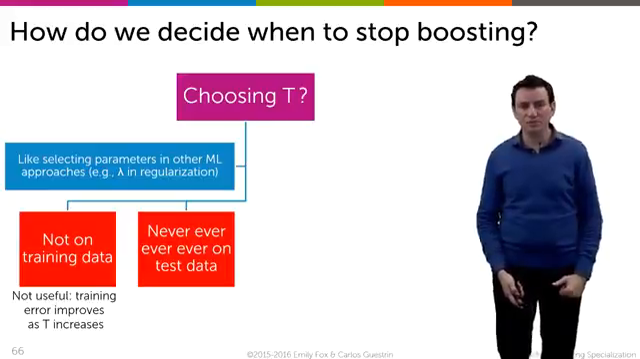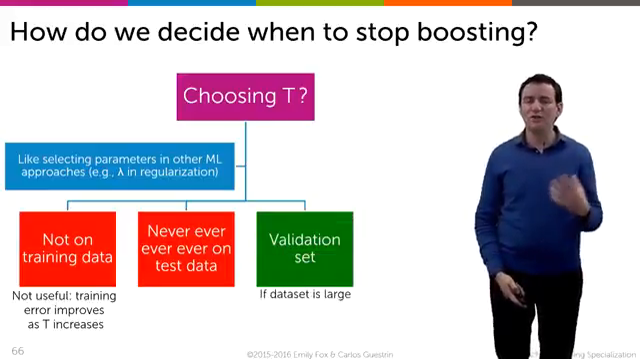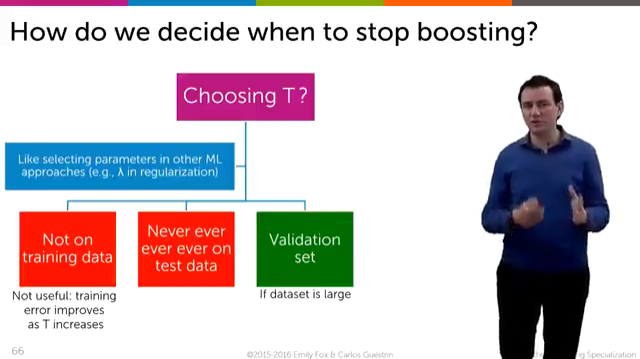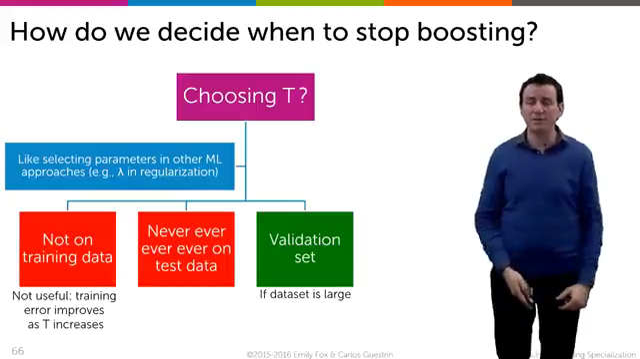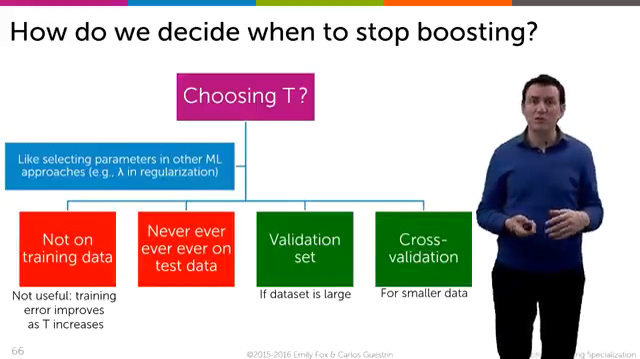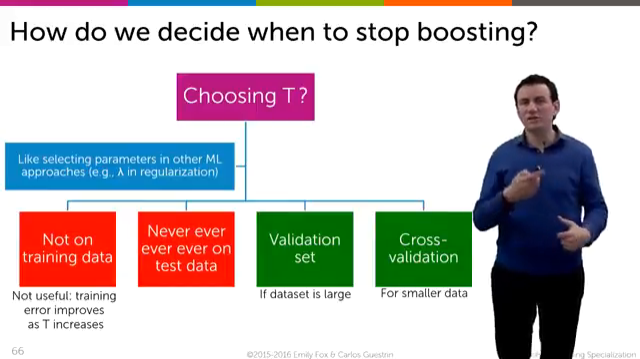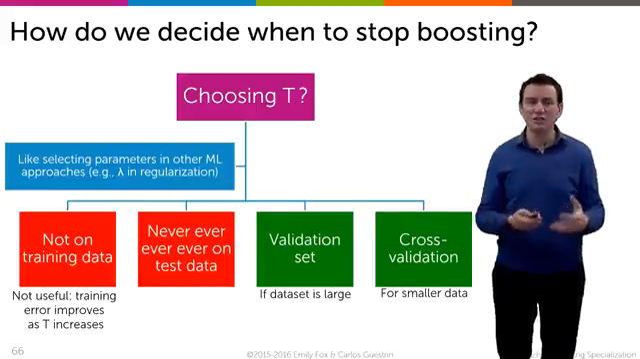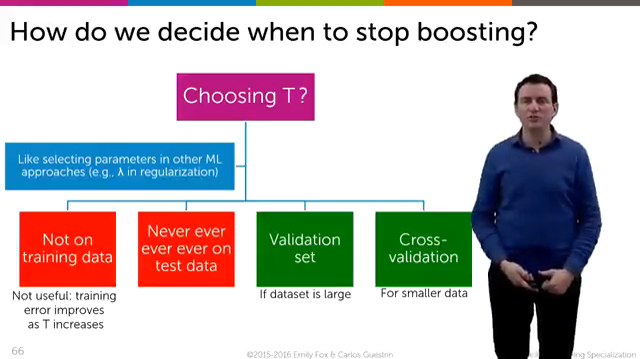So what should we do? Well, you should either use a validation set if you have a lot of data. If you have a big data set, you select a subpart of that to just pick the magic parameters. And if your data set is not large, you should use cross-validation. We talked in the regression course about how to use validation sets and cross-validation to pick magic parameters like lambda, the depth of the decision tree, or the number of rounds of boosting, capital T.